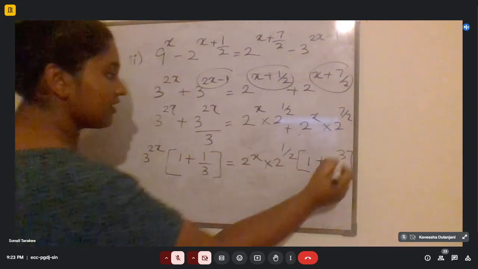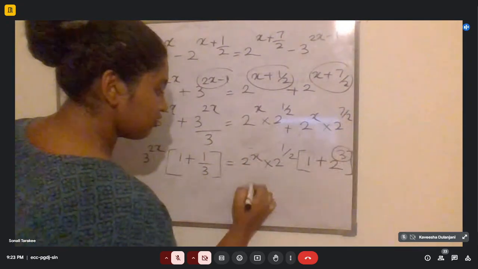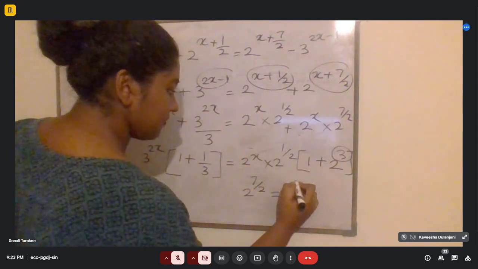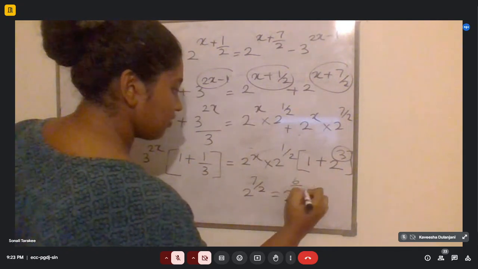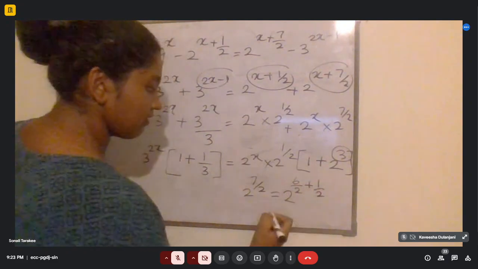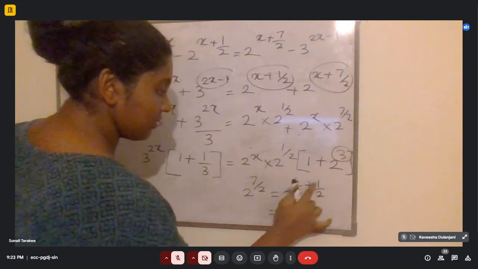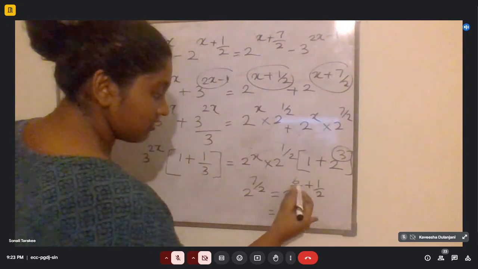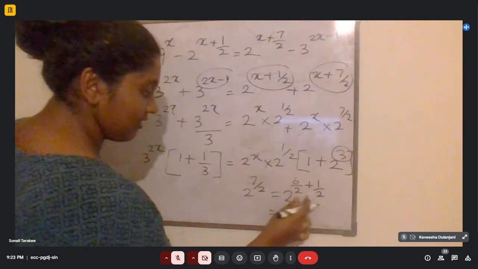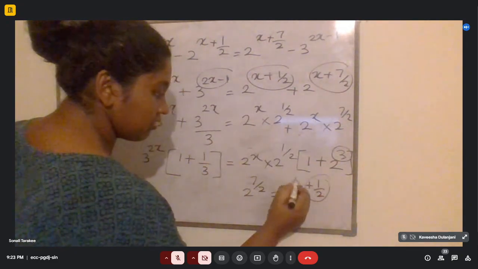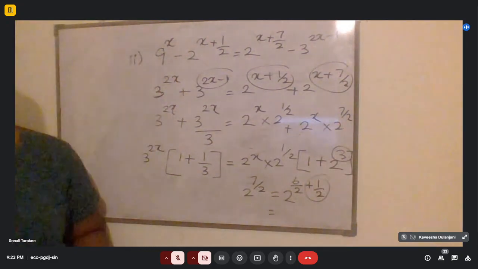So how did this 3 come? It is 2 to the power 7 over 2. You can write like this: 2 to the power 6 over 2 plus half. So once you add this one, 6 plus 1, 7, and the denominator is 2. So I'll take this one out. So 6 over 2 is 3. That's how I got it.